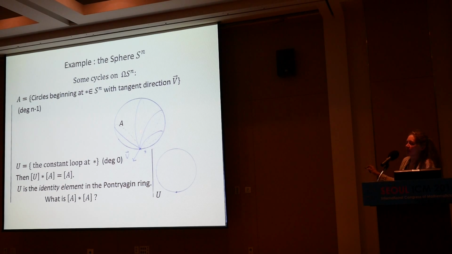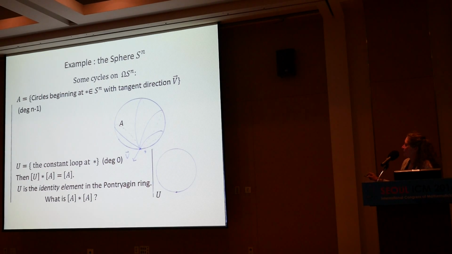Anybody who's worked with loop spaces will recognize this. It's the most basic cycle. Here's another cycle. It's a pretty boring one. U is just the constant loop at the base point, which is pictured down here. This one has degree 0, this one has degree n-1. So let's compute some Poincare products.